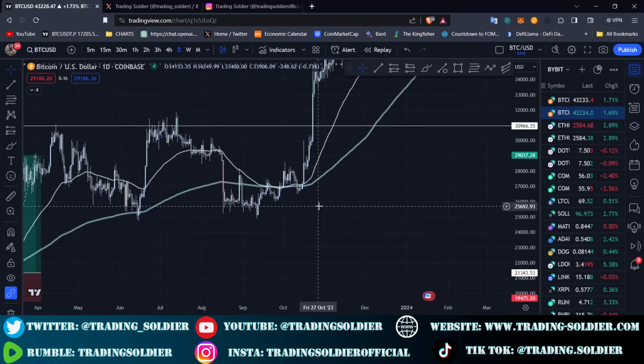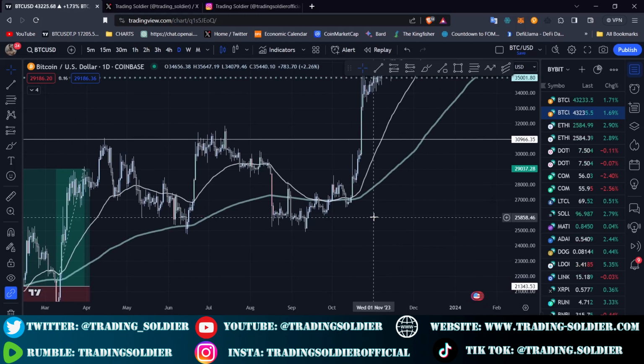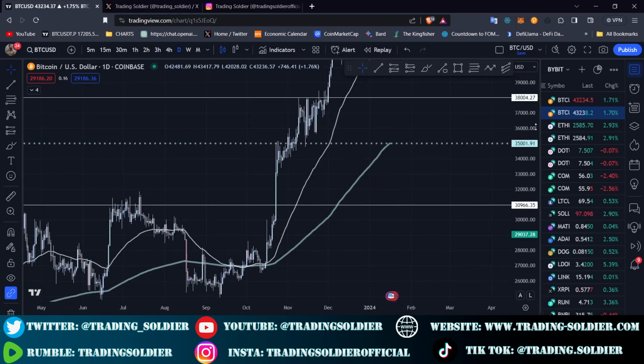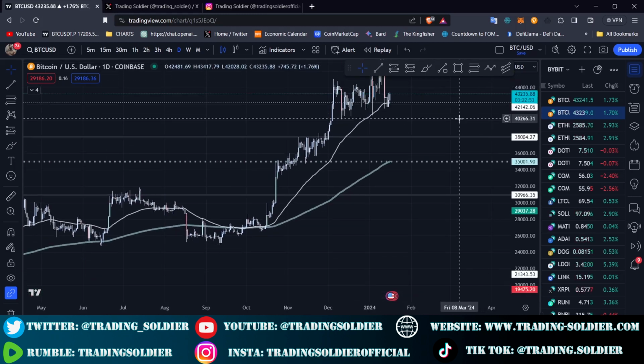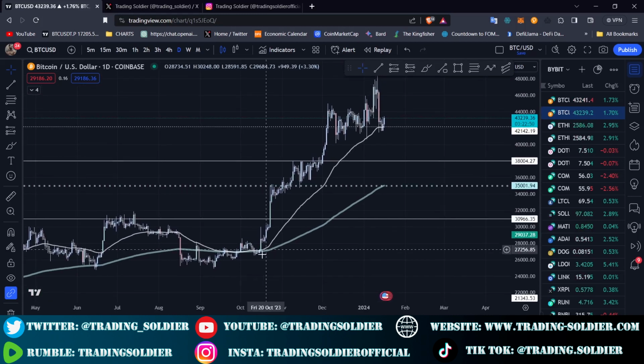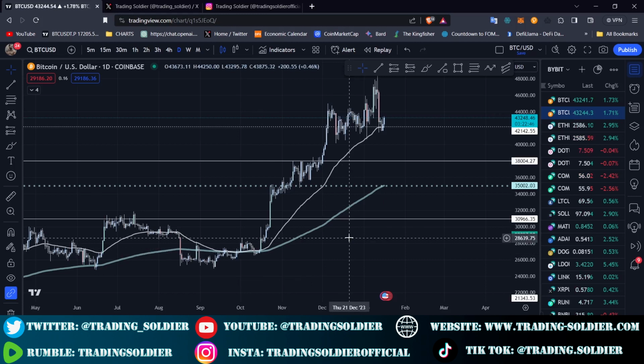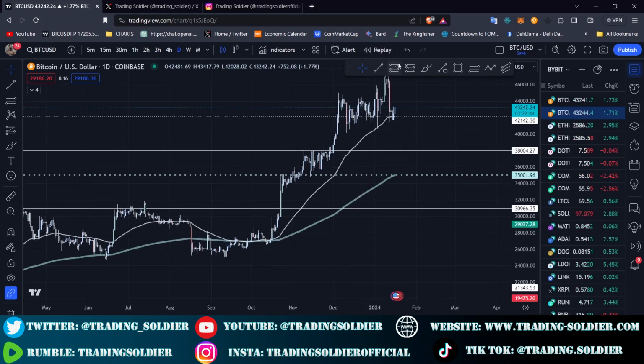Also, you need to notice that here, for example, indeed we were getting a dead cross because the 50 EMA was crossing down the 200 EMA, but what the price did was reverse, and now we are at 50k or 43k, okay? But here we got a false signal. What likely happened here?